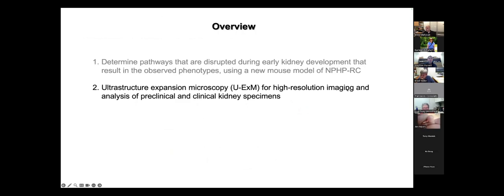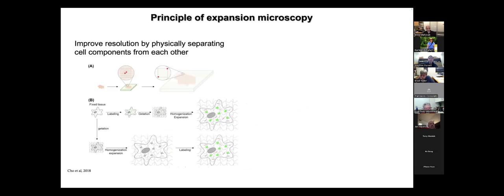Okay, I know I'm going a little bit long, but since this is the PKD Resource Center, I wanted to tell you a little bit about this new imaging modality that my lab's been working on. My lab uses a lot of microscopy, and over the years, we've applied a lot of different imaging methods to study centrosomes and cilia in the kidney and different tissues.